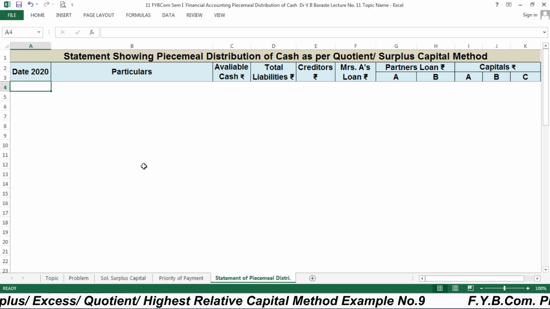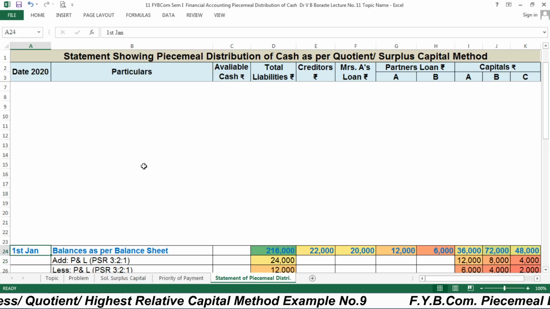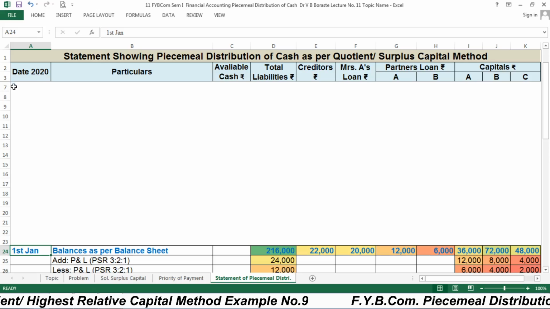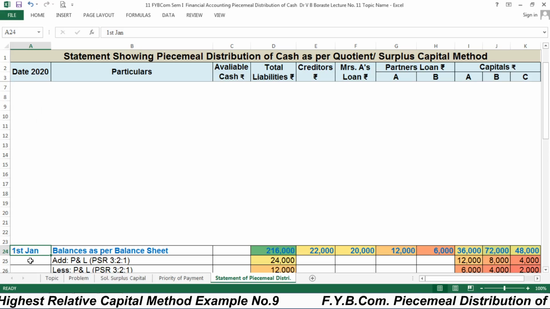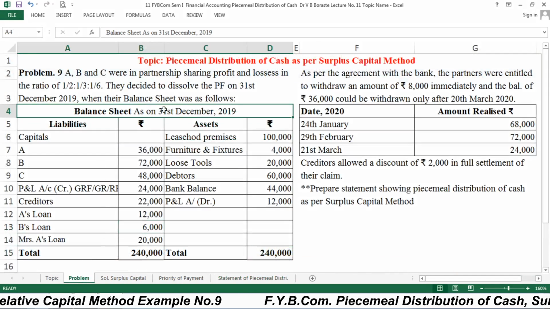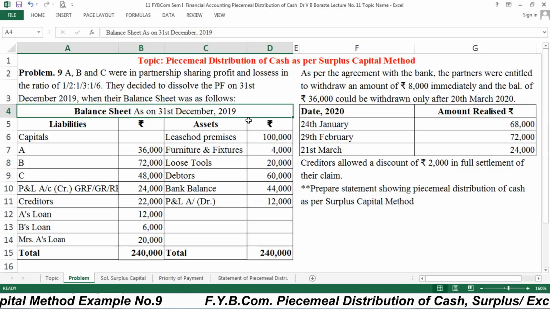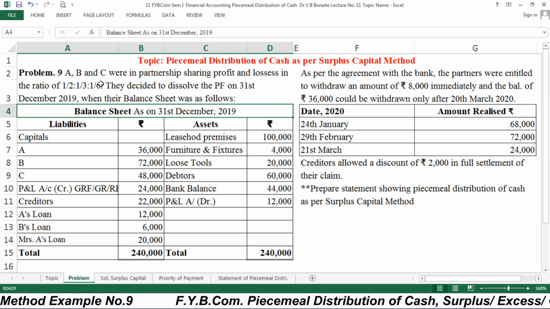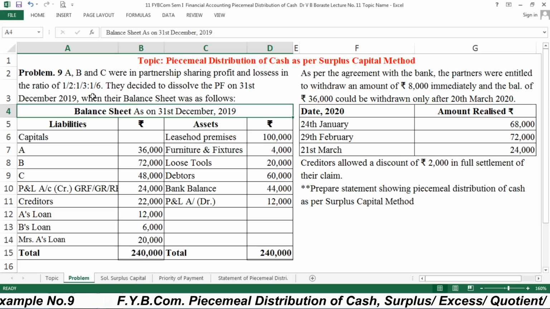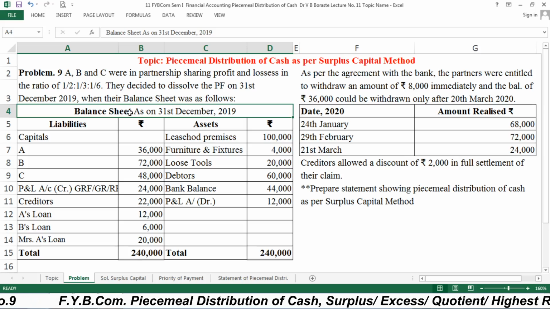First of all, you have to mention the balances given as per balance sheet. So let us start this solution. First, on 1st January 2020, here the year is already mentioned, we just have to mention month and date. So the balance sheet date is balance sheet as on 31st December 2019, and the firm is dissolved on the same date. Here you can see they decided to dissolve the partnership firm when their balance sheet was followed.